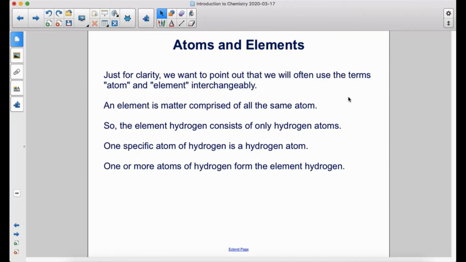Just for clarity, we want to point out that we will often use the terms atom and element interchangeably. An element is matter comprised of all the same atom. So the element hydrogen consists of only hydrogen atoms. One specific atom of hydrogen is a hydrogen atom. One or more atoms of hydrogen form the element hydrogen.